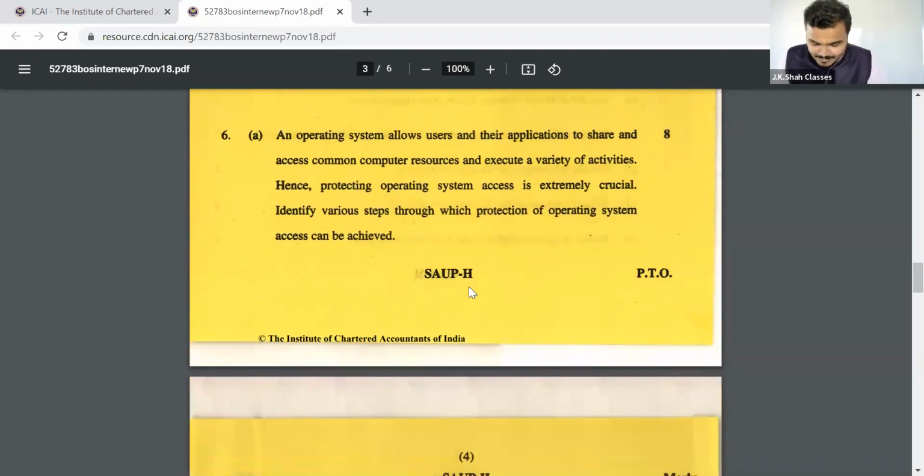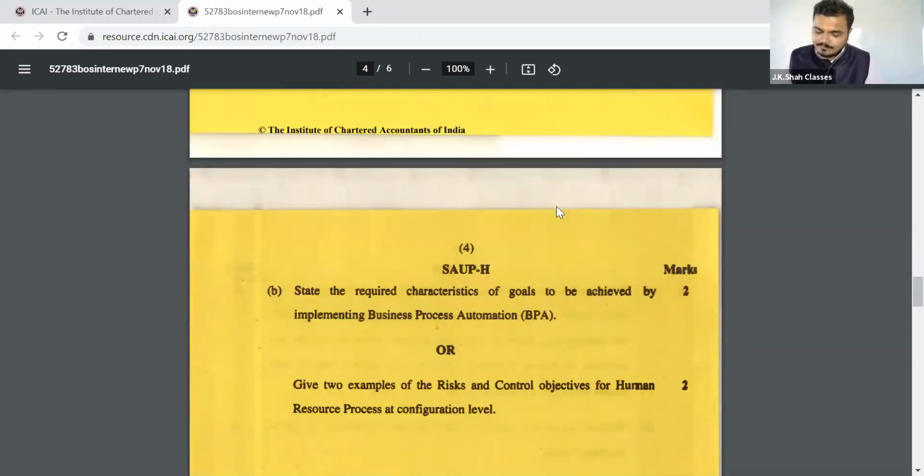Now, question number 6B, my dear children. Please refer to it. See the amazing thing. State the required characteristics of goals to be achieved by implementing BPA. Remember the 5-point SMART: specific, measurable, attainable, relevant, and timeliness. Chapter number 1: how to adopt a business process automation procedure, topic number 4.